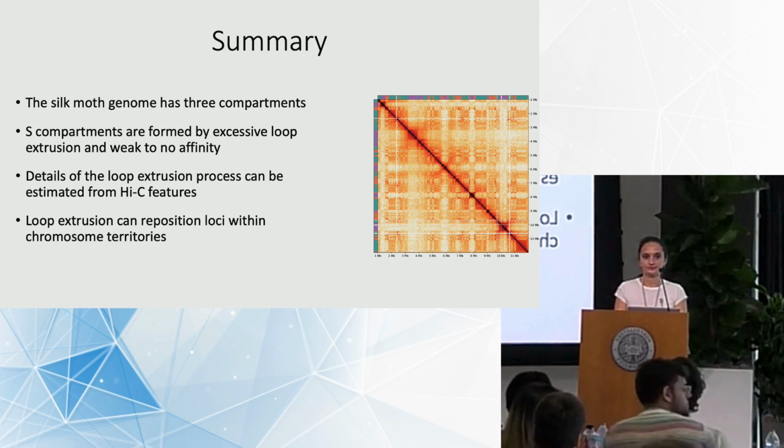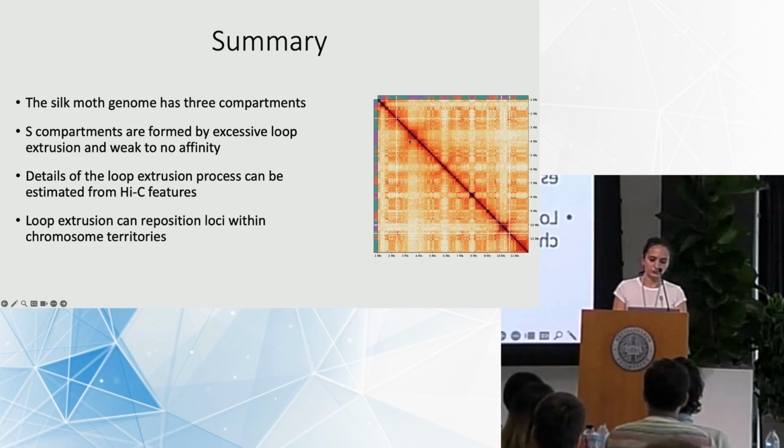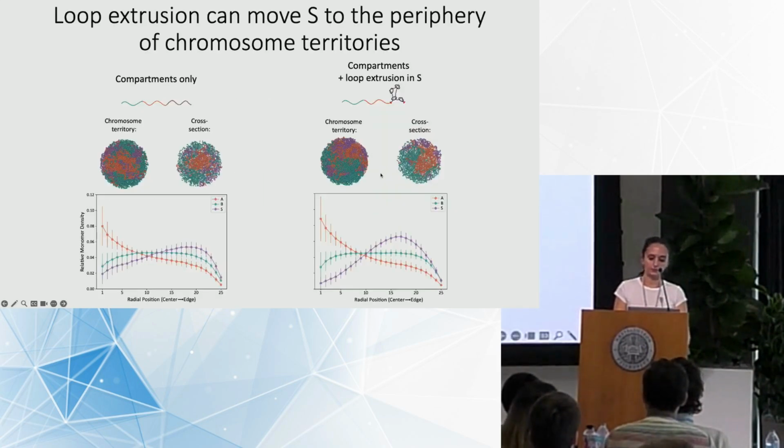How do these S regions interact between chromosomes in the genome-wide maps? Yeah, so despite finding no preferential contacts within cis along a chromosome, we actually find increased interactions in trans, which might correspond with this unique positioning of S at the edges of chromosome territories.